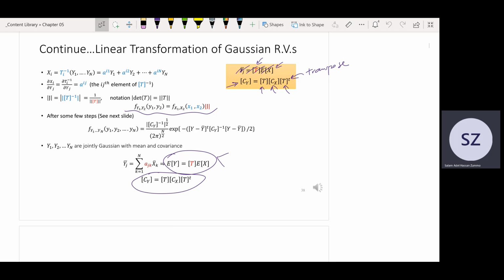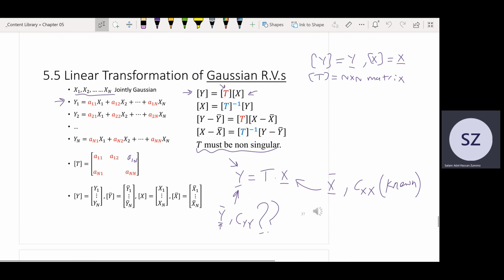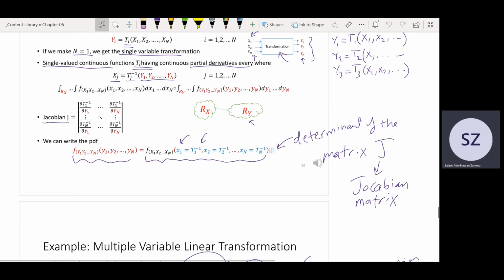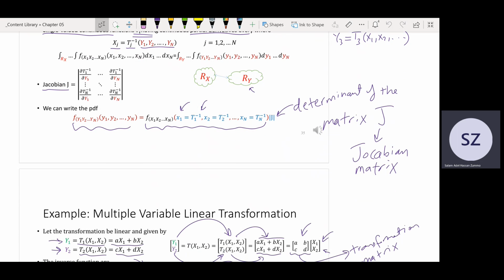So last time we started talking about linear transformation of Gaussian random variables. We had already finished the transformation of multiple random variables: two random variables at the input, a certain transformation, and two random variables at the output. We found that the joint PDF of the output random variables y1 and y2 equals the PDF of the input random variables, where x1 is the first inverse function and x2 the second inverse function, multiplied by the absolute value of the determinant.